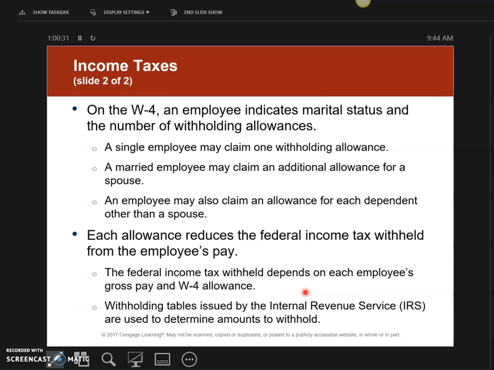If you're getting a big refund, it's because you're having too much withheld every payday. Well, some of us love big refunds, especially if we're getting checks from the government. But do you really want a big check at the end, or wouldn't you rather have extra money in your paycheck every week? So that's something you have to decide.